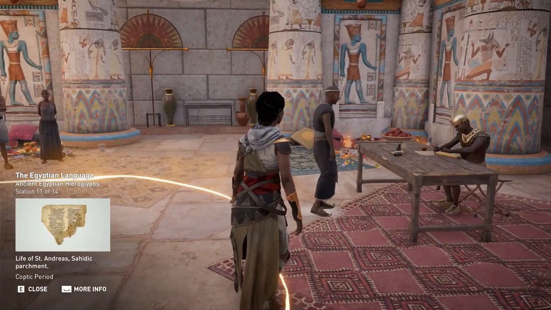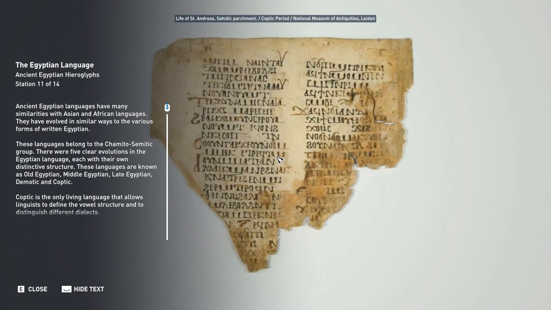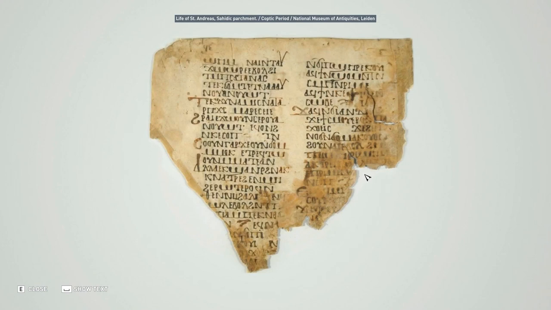Ancient Egyptian languages have many similarities with Asian and African languages. They have evolved in similar ways to the various forms of written Egyptian. These languages belong to the Hamito-Semitic group.